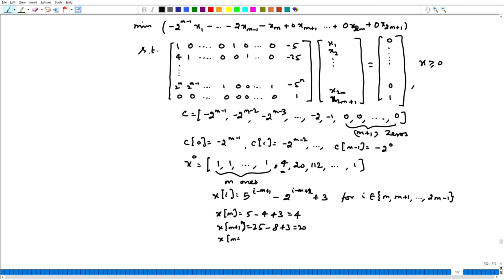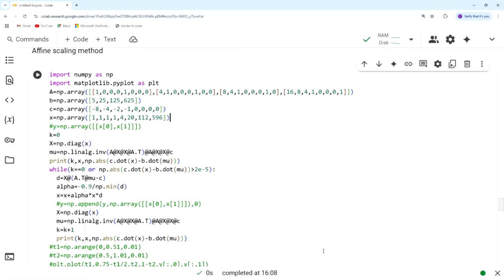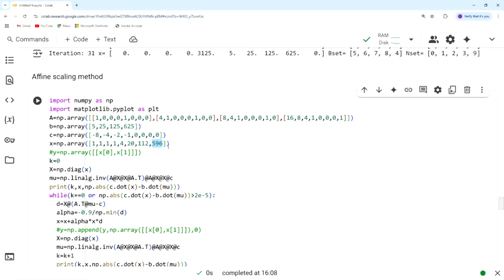And what is x of m plus 2? It is 125 minus 16 plus 3. So, you have 128 minus 16 is 112. And x of m plus 3 is 625 minus 32 plus 3, right. So, you will have 628 minus 32, and yes, this is 596. And so on. I will leave you to check why this is the right answer. Nevertheless, you can also check from the previous code that this number was 596, right.